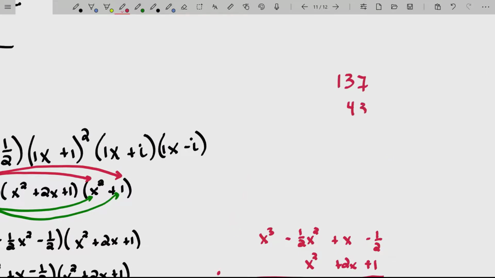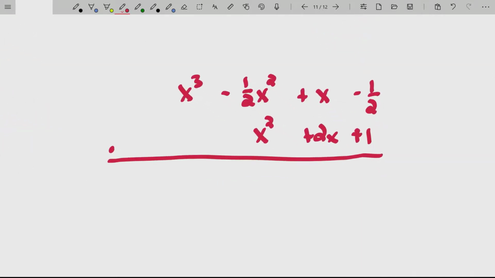So if you took 137 and multiplied it by 43, you would say, okay, well, 3 times 7 is 21, carry the 2. 3 times 3 is 9, plus 2 is 11, so carry the 1. And 3 times 1 is 3, plus 1 is 4, right? And then you would put in a placeholder and say 4 times 7 is 28, carry the 2. 4 times 3 is 12, plus 2 is 14, carry the 1. And 4 times 1 is 4, plus 1 is 5, and then you'd add the stuff up. So remember that process from when you were a child. You will do the same thing here.